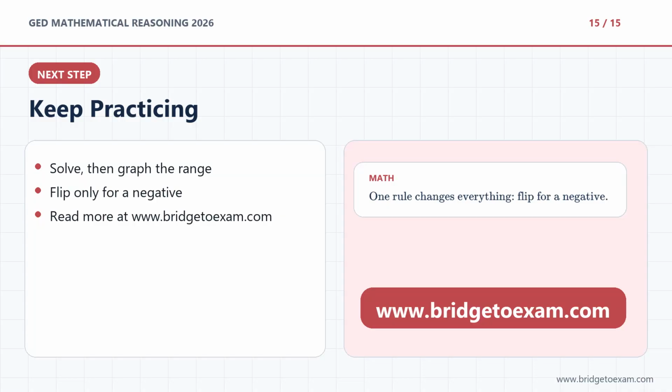Well done. You can now solve inequalities, graph them, flip the sign at the right moment, and handle absolute value.